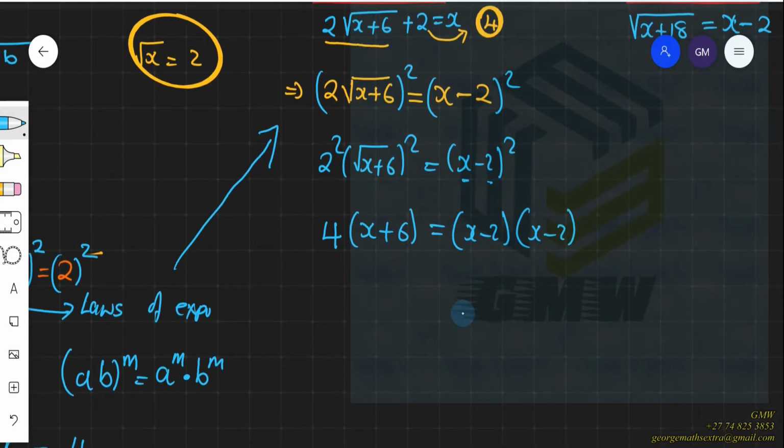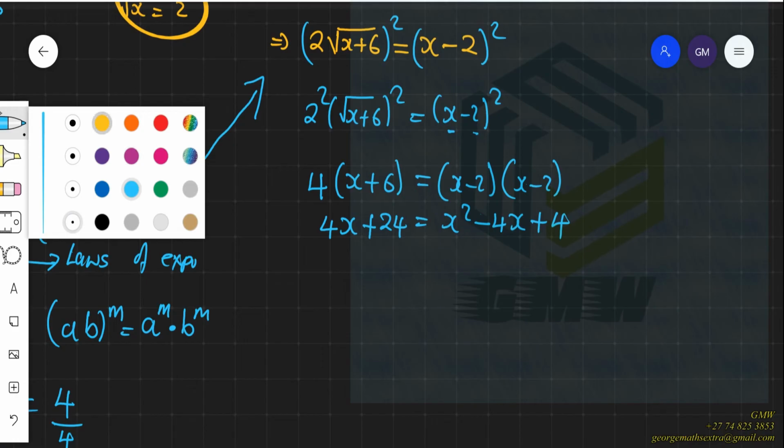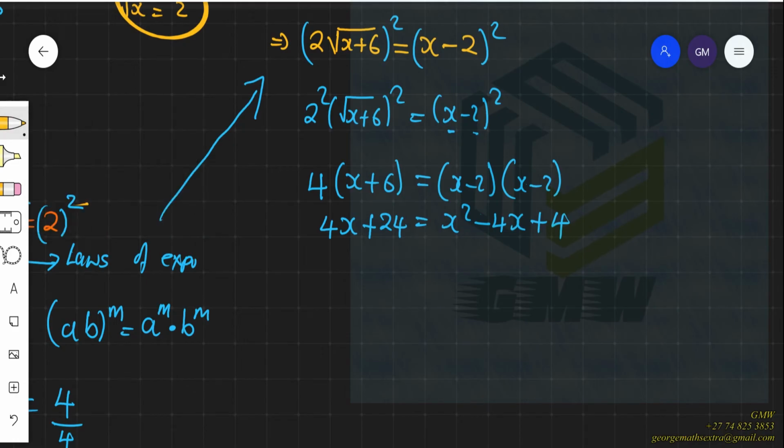So I won't take much time on the expansion, but if you need help, please consult. Now, to solve this, I'll end up having 4x plus 24, this is the expansion, equals x times x, that's x squared. If you simplify this, to those who know the shortcut, you end up having minus 4x here, then plus 4. Now, if you notice, we have reached the stage I was trying to put across. If you look at this, I now have a quadratic equation formed here.